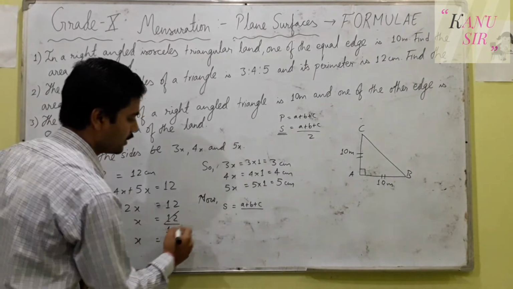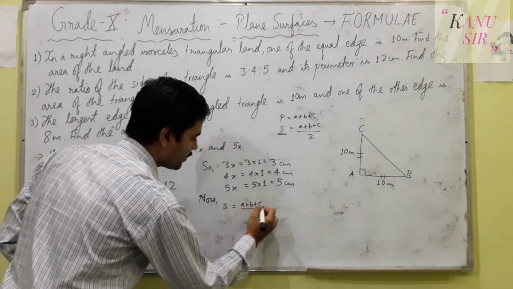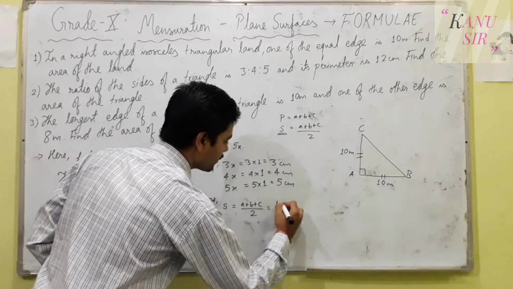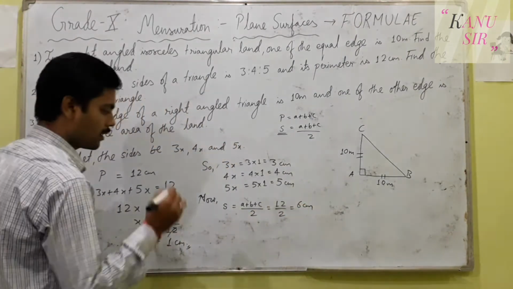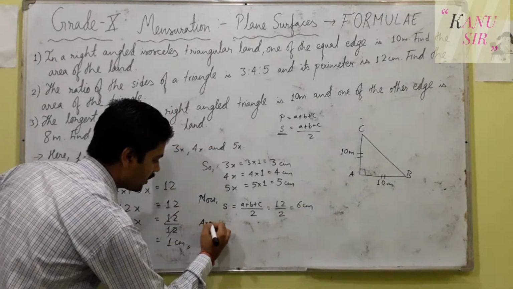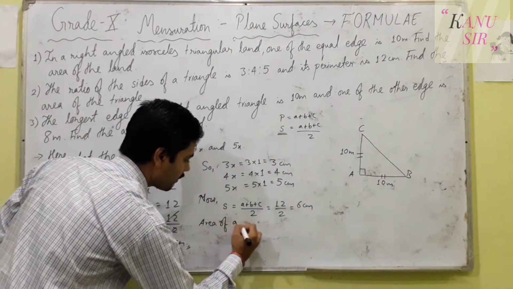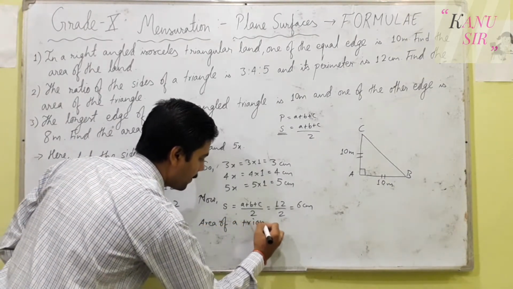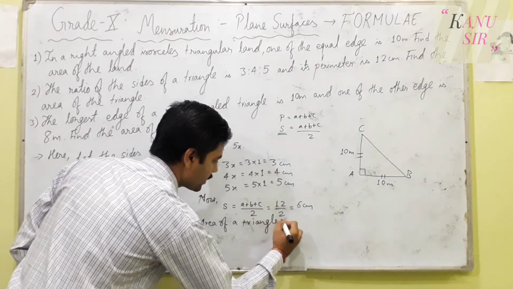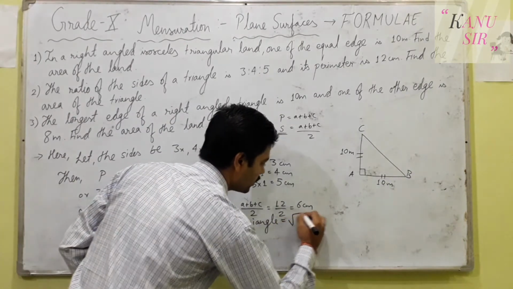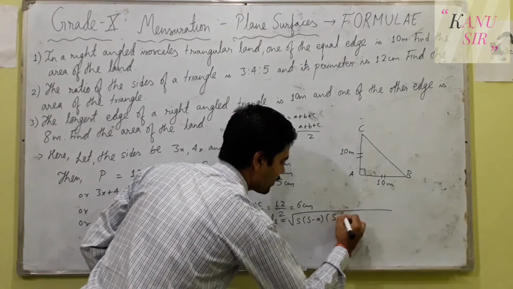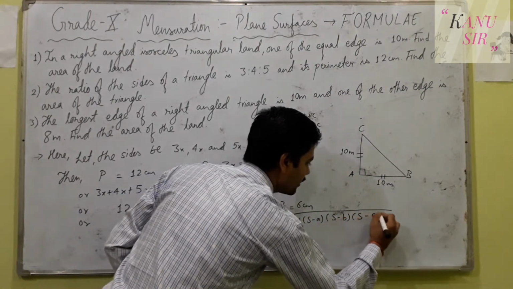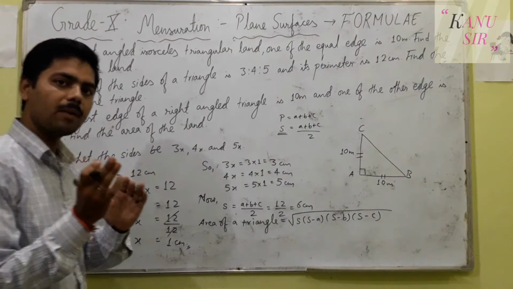So we have to write the semi-perimeter: A plus B plus C divided by 2. The perimeter is 12, so 12 by 2 gives you 6 centimeter. Now, area of a triangle is equal to root of S into S minus A, S minus B, S minus C. You must remember the formula.